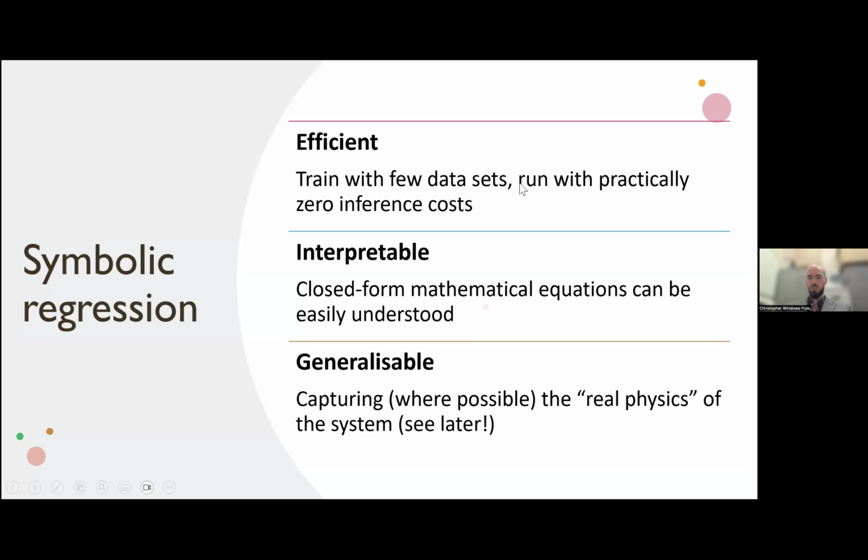So you can run the darn thing with basically zero inference costs. You can run it with pen and paper if you really don't want to have any energy costs at all. It produces closed form mathematical equations, so it's eminently interpretable. And the really exciting thing about it, and again, what I will happily get into an argument with real ML specialists at the end of this talk about, is that in the right circumstances, I'm very confident that it's generalizable, because it can actually discover the real physics at the heart of the system. Now, of course, there has to be some physics at the heart of the system for it to do that, but as I will show you in a few slides' time, it is exceedingly good at doing so.